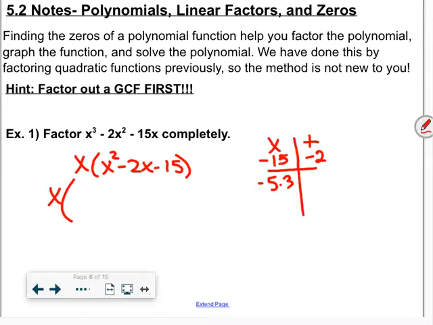So now watch what you're going to have to do, okay? I've got to leave the x out. Don't drop it. That's one of the most common mistakes I see, is students just drop the GCF. It's still there. So this is going to be x times x squared minus 5x plus 3x minus 15. Okay, so I'm doing the split the middle method.